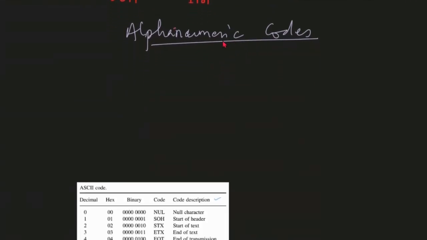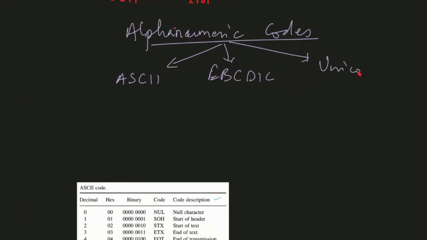So in alphanumeric, we are having three different alphanumeric codes. The first one is ASCII characters. Second one is EBCDIC. Third one is Unicode. So at initial times, ASCII was the main code.